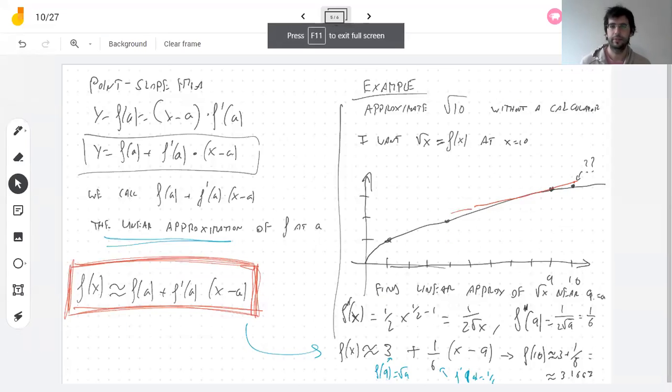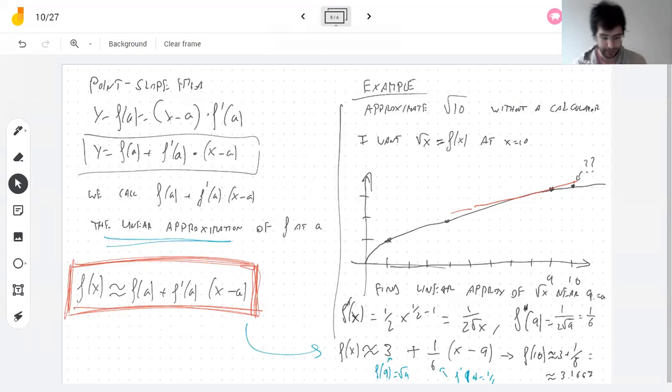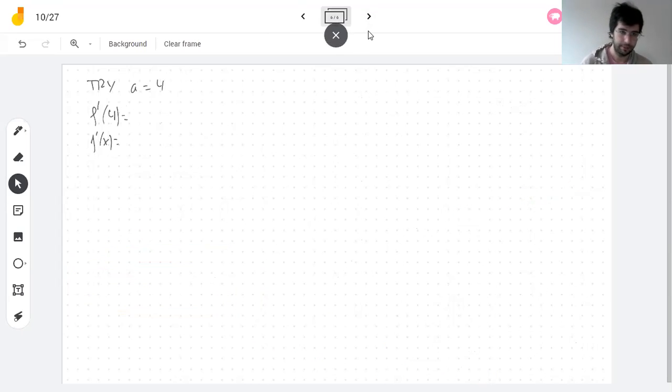Any questions? Wait, so do we pick 9 because that's the closest square root? Yeah, that's why I picked 9. So it was a square. You could try picking 4. Actually, let's try picking 4. It's gonna be way worse. So the derivative at 4, remember, oh yeah. Let's make a equals 4.